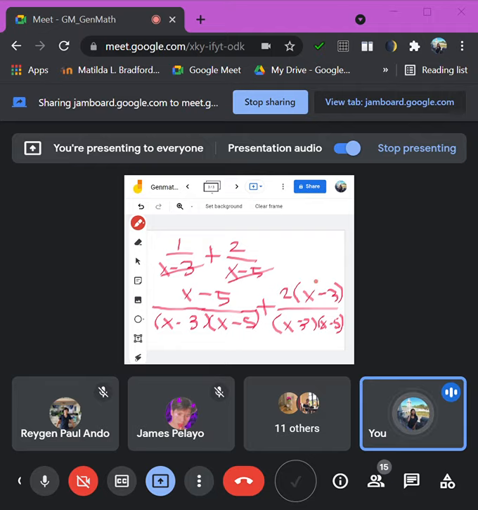First, we will simplify this 2 times x minus 3. That is equivalent to 2x minus 6, right? Because we will distribute it. So that is the new fraction there: x minus 5 over quantity x minus 3 times x minus 5, plus 2x minus 6 over x minus 3 times x minus 5. Now, the next step here is we can simplify it.